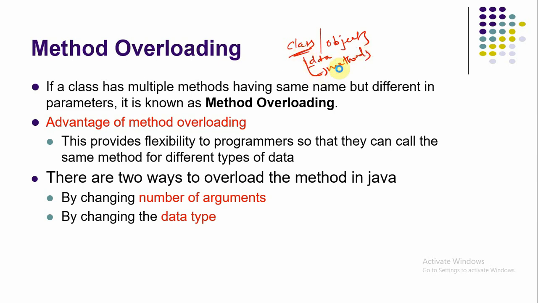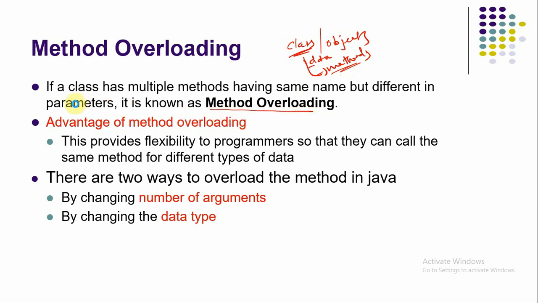So when you create methods, usually we cannot create multiple methods with the same name. When you create multiple methods with the same name, you will get an error. The compiler raises the error message, right? But still we can create multiple methods with the same name. That is called method overloading.